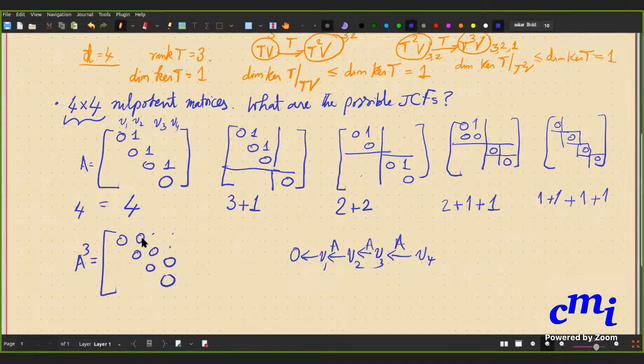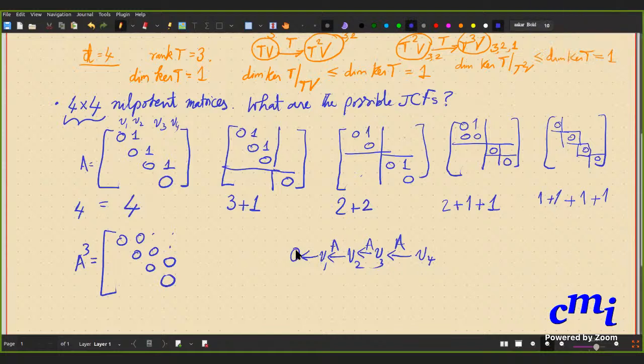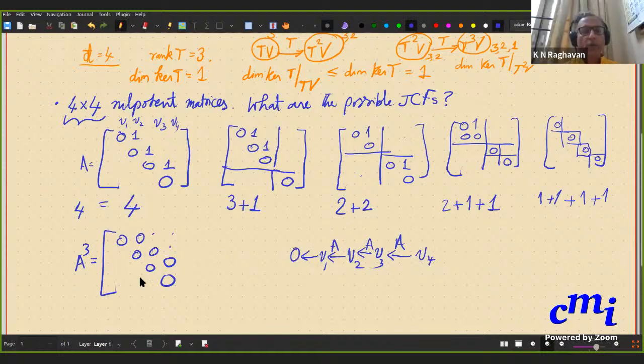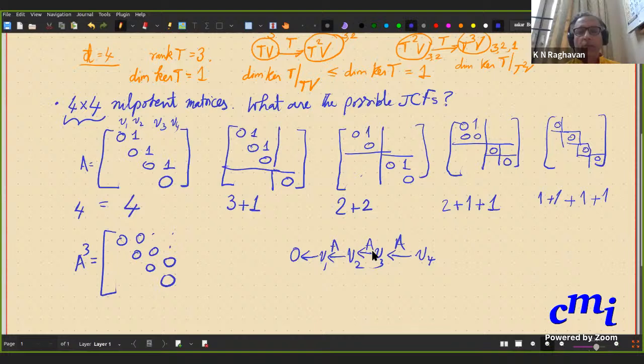So what is the second column? The second column will be the image of V2 if I have to apply A 3 times. If I apply it once, what do I get? V1. Second time, already it is 0. Third time, it will be 0. What will happen to V3 when I apply A 3 times? That's the third column. 1, 2, 3 is 0. What happens to V4 when I apply A 3 times? It becomes V3, V2, V1. So the answer is this.